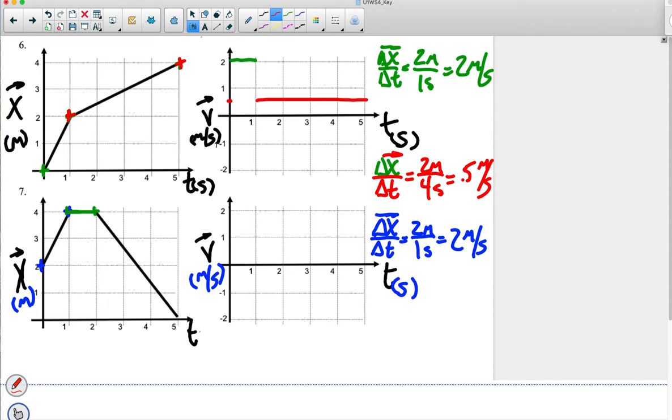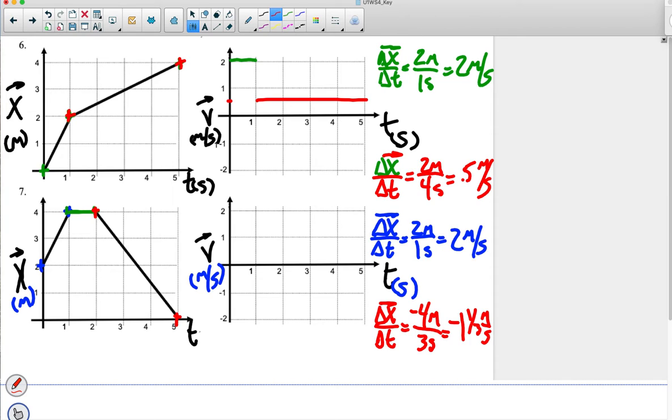And then for phase 3, it starts at 2 seconds and ends at 5 seconds. We're gonna have to be careful here, because it's the change of position divided by change of time. The change of position, it ended at 0 meters but started at 4 meters. So our change of position is negative 4 meters divided by, from 2 to 5 seconds is 3 seconds, which equals negative 1 1/3 meters per second.